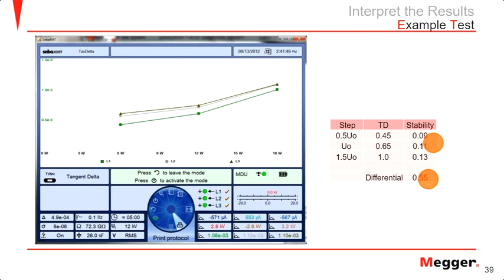And differential is your 1.5 times U naught reading minus your 0.5 times U naught reading. That gives you your differential value. Based on these three criteria, and using your IEEE 400.2 table, it tells you whether immediate action is required, further study is advised, or no action is required. Based on that, you can make your decision.